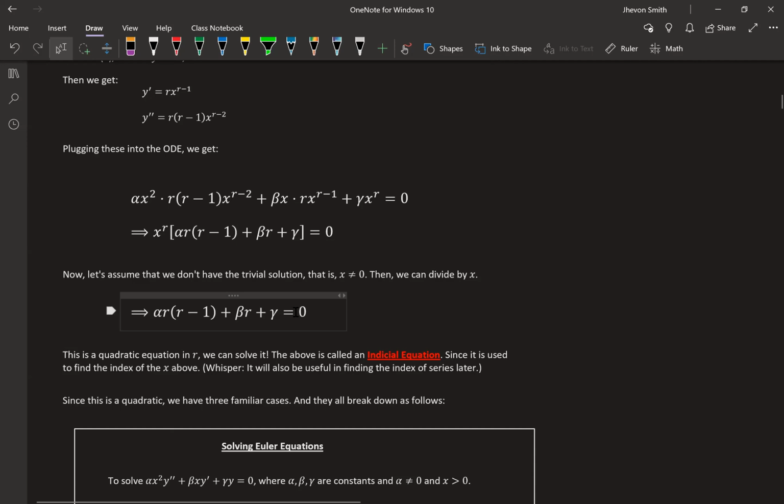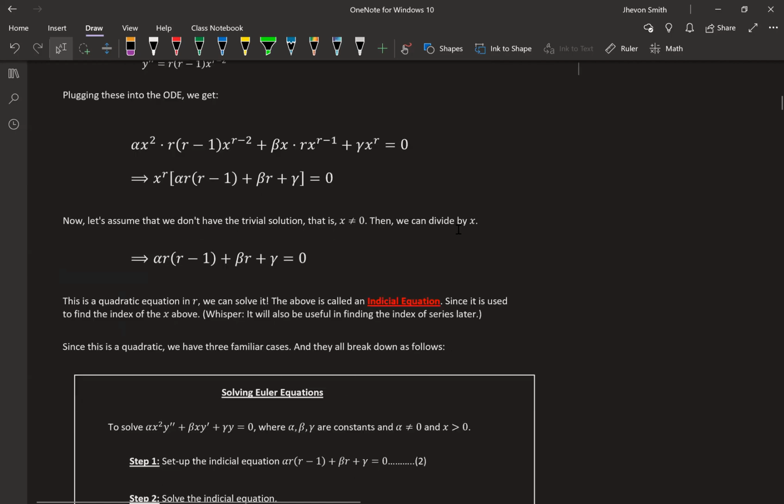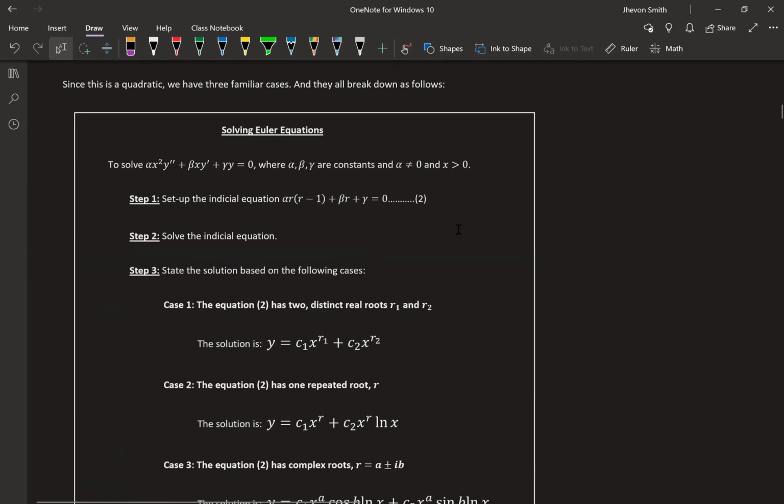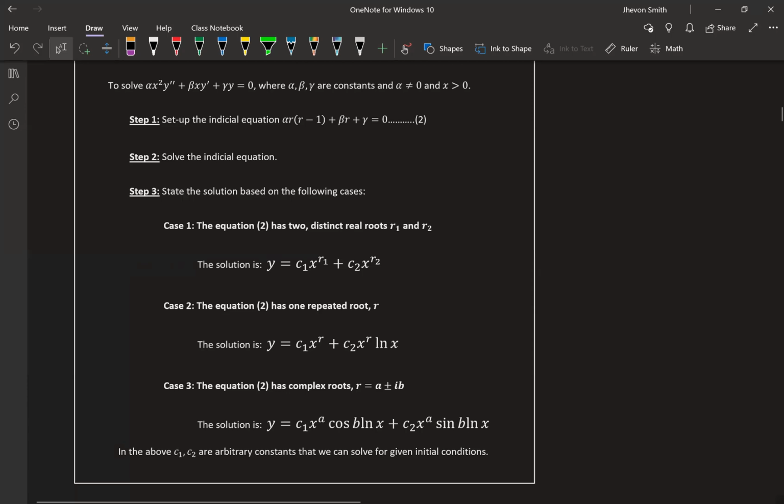And again, we get 3 scenarios. Either there are 2 distinct real roots, 1 repeated real root, or 2 complex roots. And we get 3 situations, which I have summarized how to deal with here. This is going to be very similar to second order ODEs with constant coefficients. Right here, the coefficients are not constant, because there's an x squared attached to the second order term, an x attached to the first order term, and just a constant in the linear term.